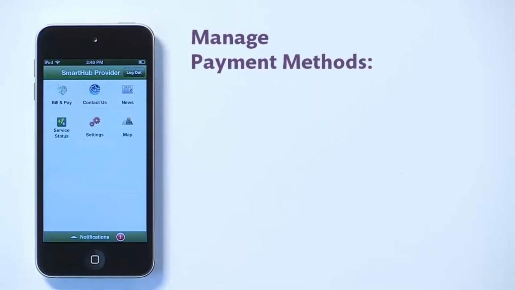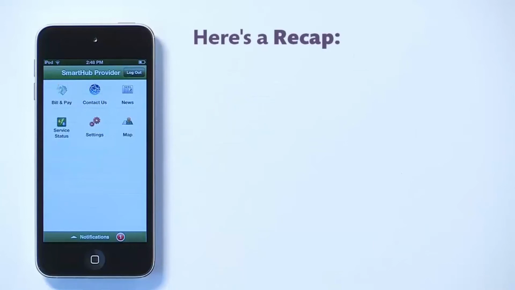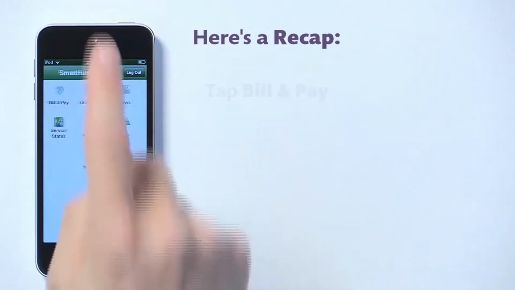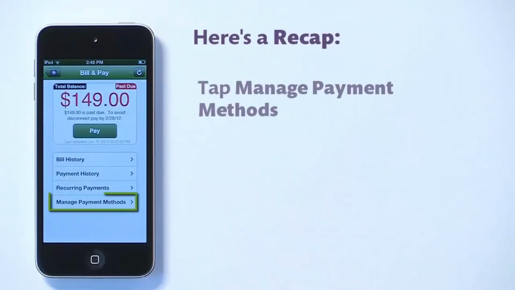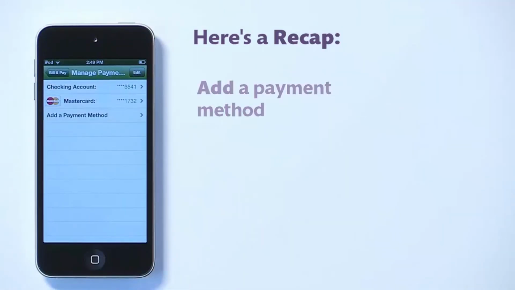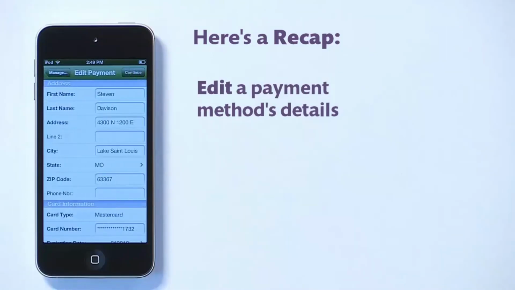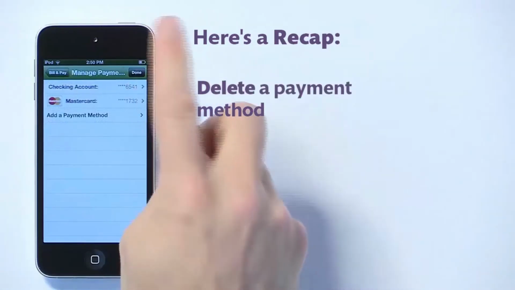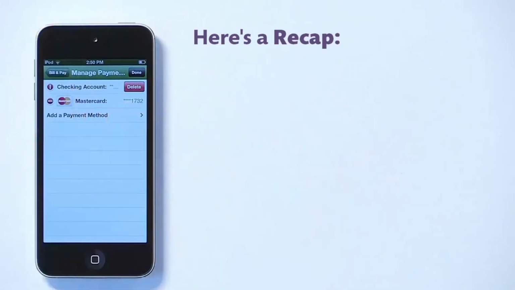Managing payments is easy in SmartHub. Here's a recap. To manage your payment methods, access the Bill and Pay screen and tap Manage Payment Methods. Here you can add a new payment method, edit some of the payment type details, or delete a method you no longer want to store with your account.